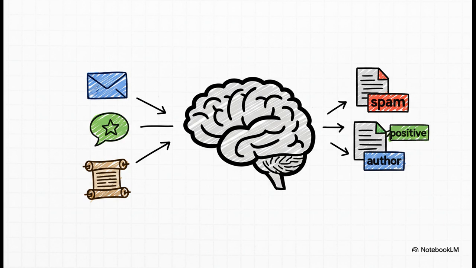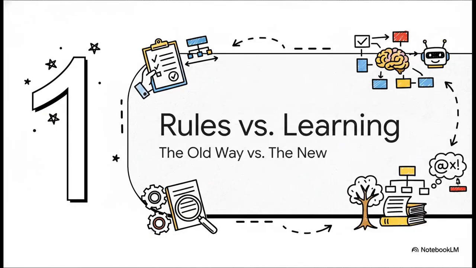So spam filtering, figuring out if a review is good or bad, even attributing authorship, all of these things fall under this big umbrella called text classification. It's really just the process of teaching a computer how to automatically slap a label or a category onto any piece of text. So the big question is, how do we give a machine this kind of superpower?